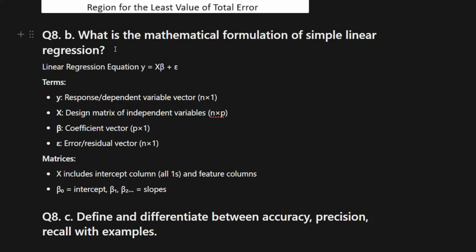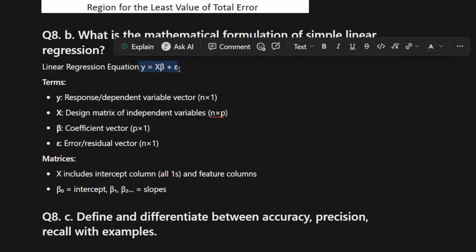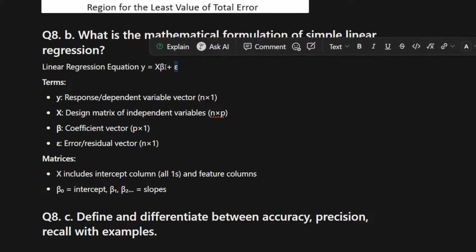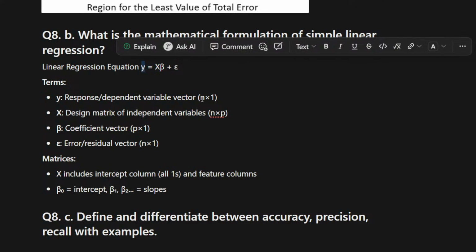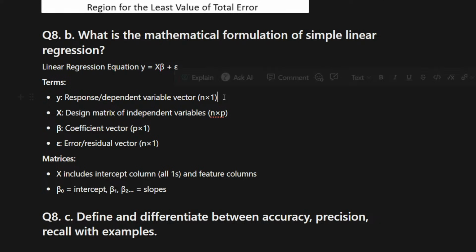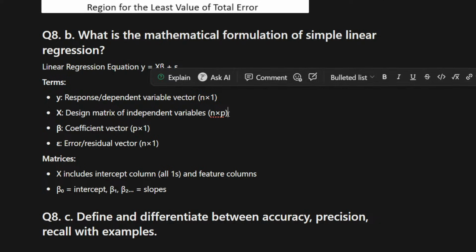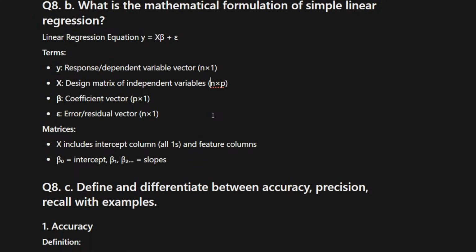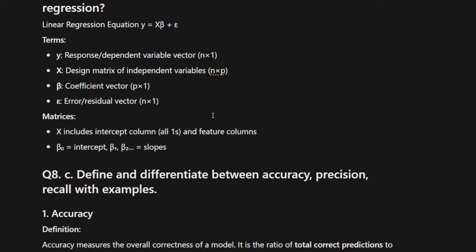Okay, the next question is the mathematical formulation for simple linear regression. Simple linear regression is basically y equals X beta plus epsilon, where epsilon is the error term, beta is the coefficient vector, X is the design matrix, that is the matrix of the independent variables, the x variables, and y is the response matrix, that is the dependent variable. These are all given here. These are all matrices, by the way.